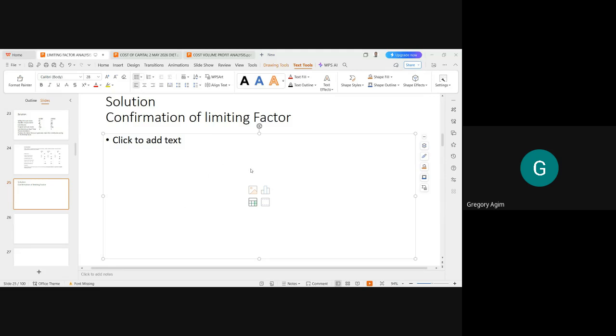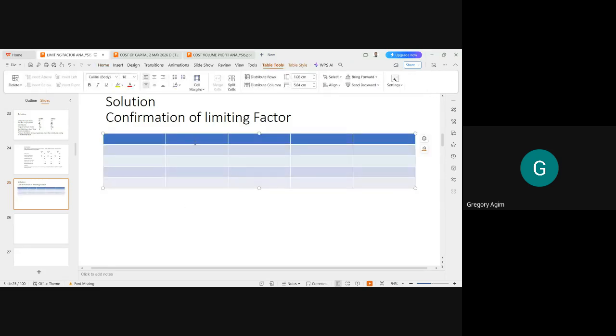Yes, limiting factor. Now we have three products. We have good, we have better, we have best. Now, the annual demand for each of these products is what? It is in the question. Annual demand for good is 1,000, better is 800, and best is 600.